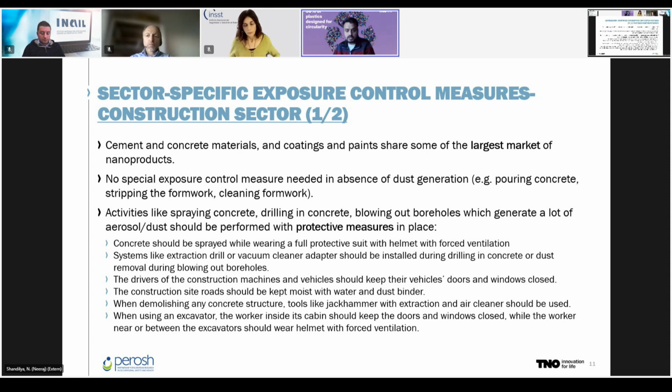The construction site roads should be kept moist with water and dust binder. And when demolishing any concrete structure, tools like a jackhammer with extraction and air cleaner should be used. When using an excavator, the worker inside its cabin should keep the doors and windows closed. And the worker near or between the excavators should wear a helmet with forced ventilation.